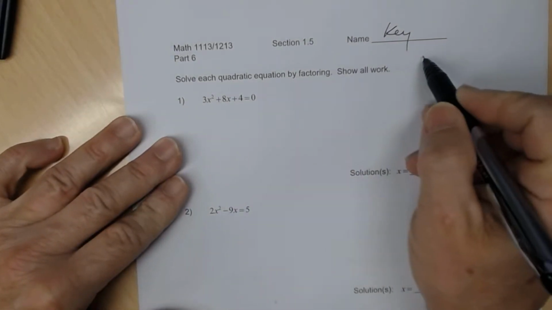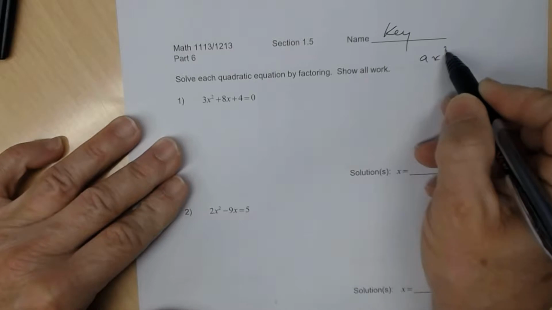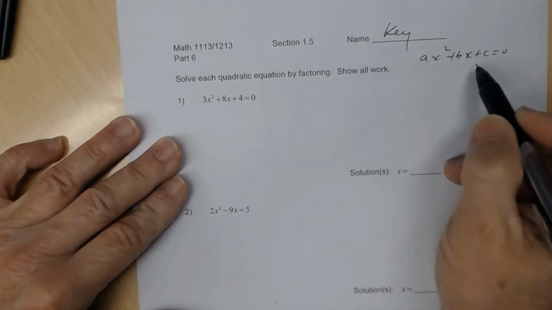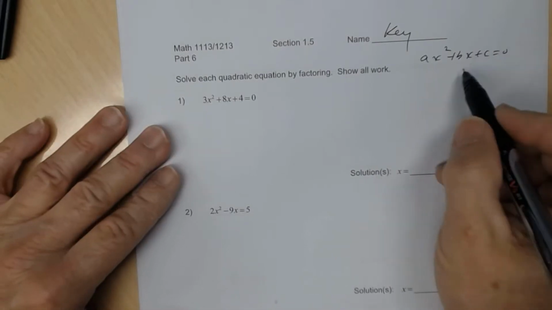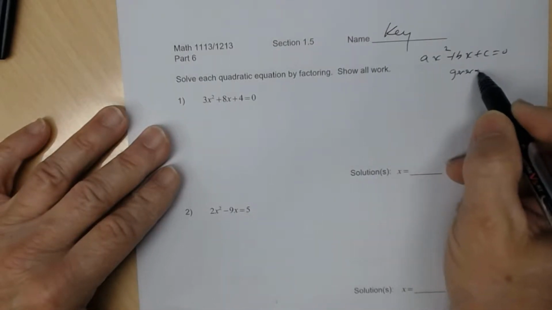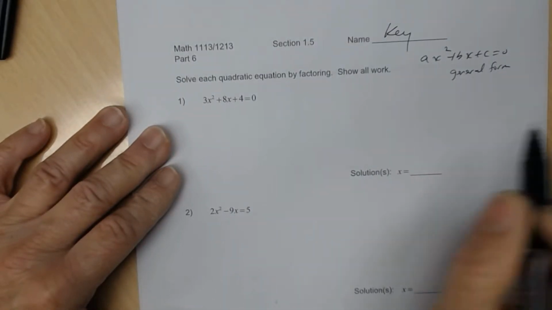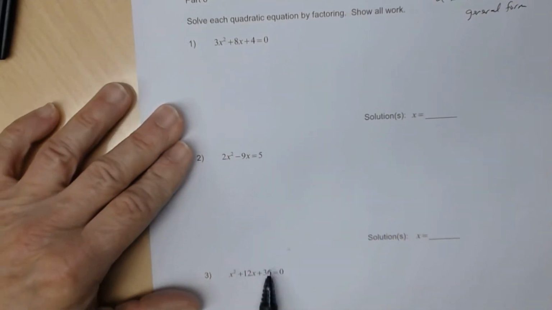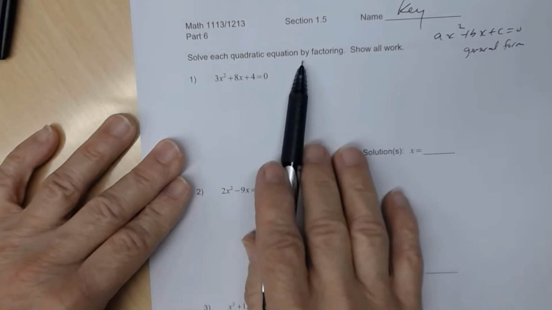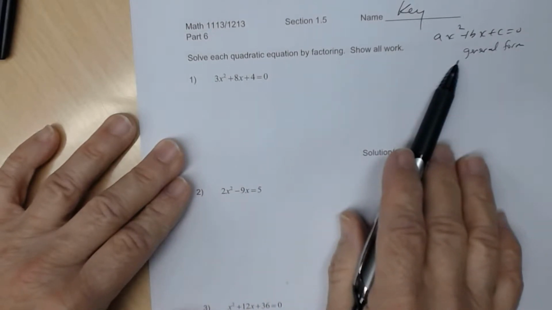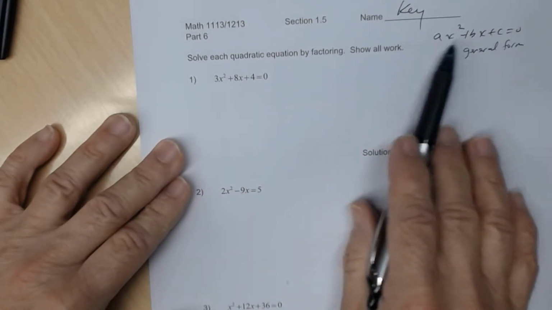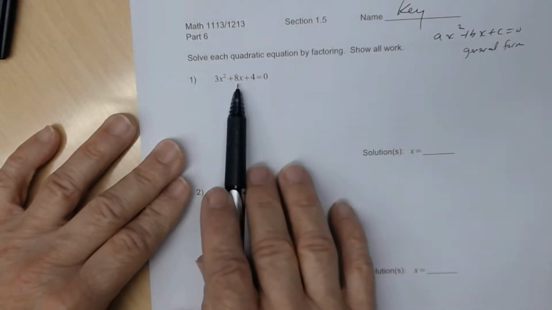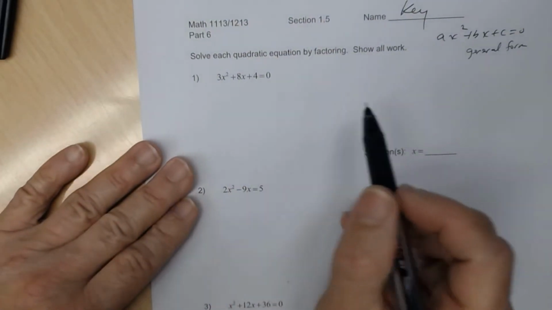Now remember, a quadratic equation has the form ax squared plus bx plus c equals 0, and this is general form. Your textbook uses the word general form. Now when solving all of these, you want to make sure before you factor that it is in general form, so you have all the terms on one side, 0 on the other side. So number 1, you have this in general form. So we're going to factor.